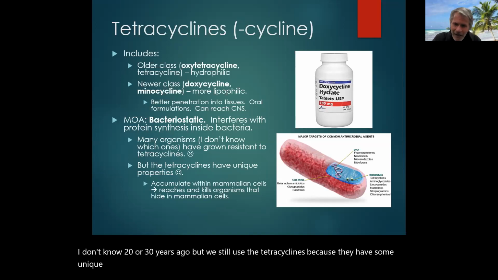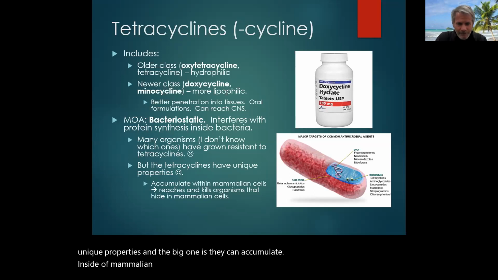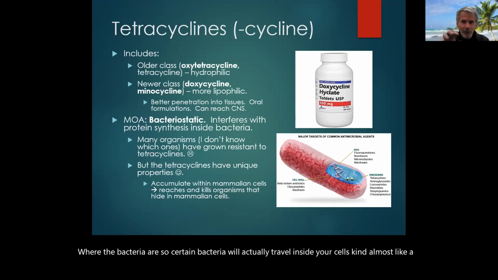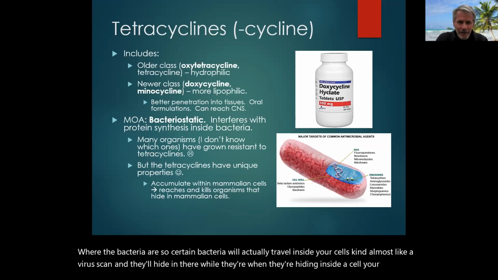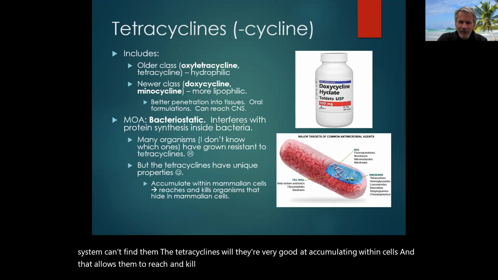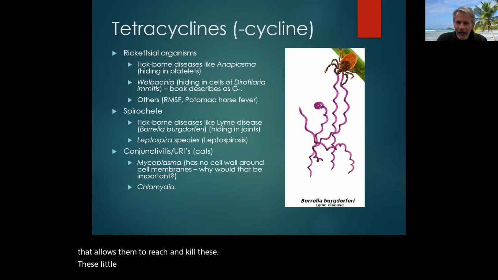And the big one is they can accumulate inside of mammalian cells where the bacteria are. So certain bacteria will actually travel inside your cells, kind of almost like a virus, and they'll hide in there. And when they're hiding inside a cell, your immune system can't find them. The tetracyclines are very good at accumulating within cells, and that allows them to reach and kill these little hideaways. So what kind of hideaways do we mean?